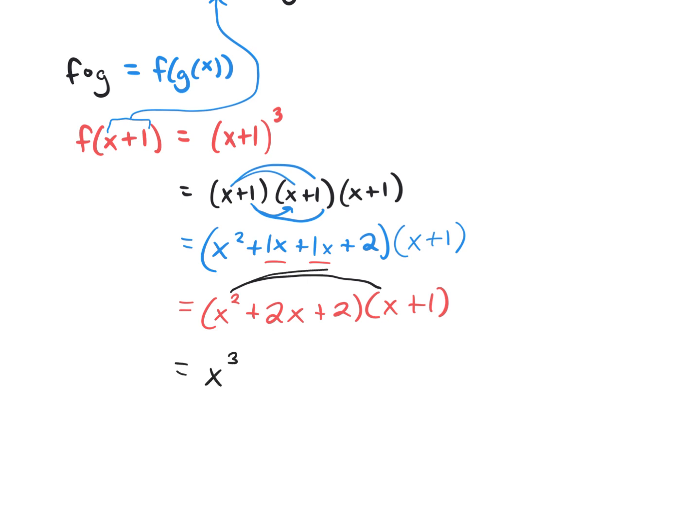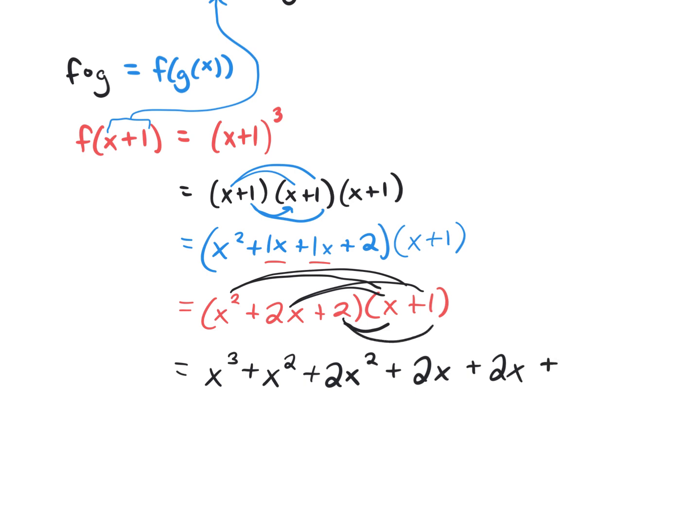Yep, so x squared times x is x cubed. X squared times 1. Remember, anything times 1 is itself, right? Next I have 2x times x. 2x squared. And then 2x times 1. 2x. Last one here, I have 1 times x. 1x. 1 times 1. 1.